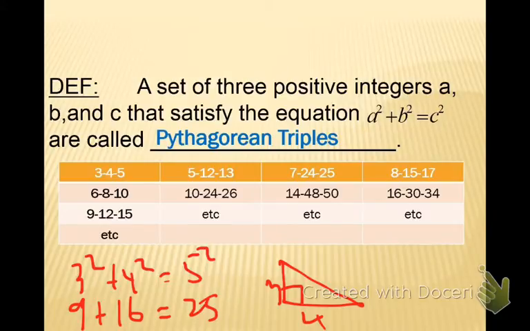So anyway, I don't have to do the Pythagorean theorem. If I have it memorized in my head, 3, 4, 5 is a Pythagorean triple, I can automatically say, okay, this side is 5 because it's a Pythagorean triple.